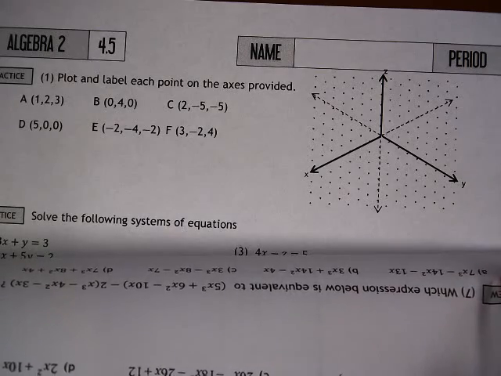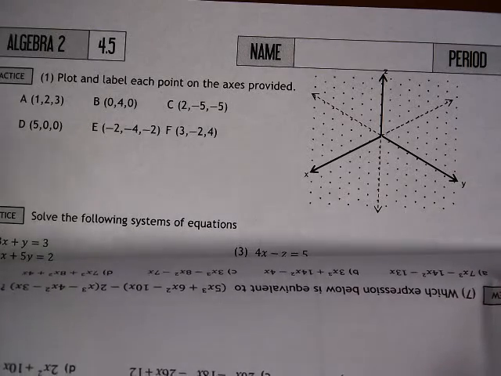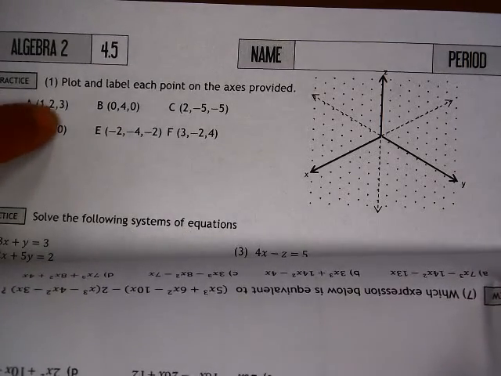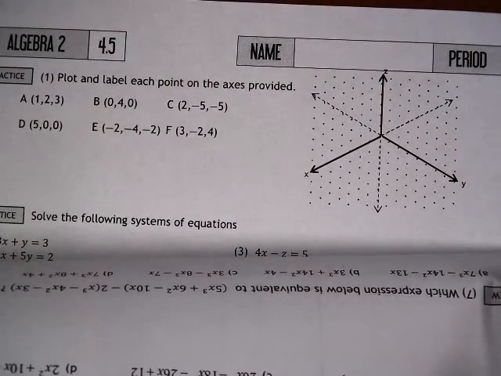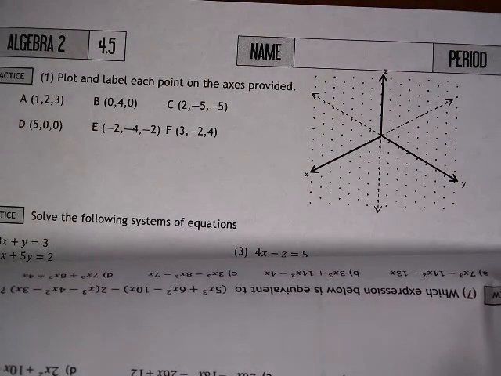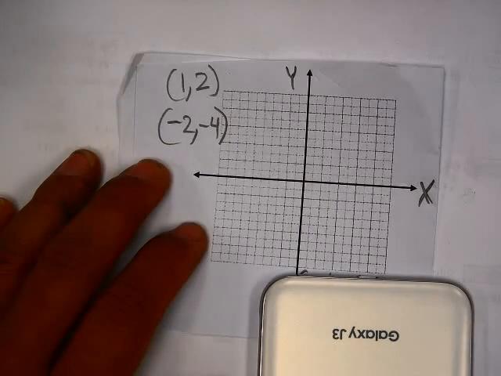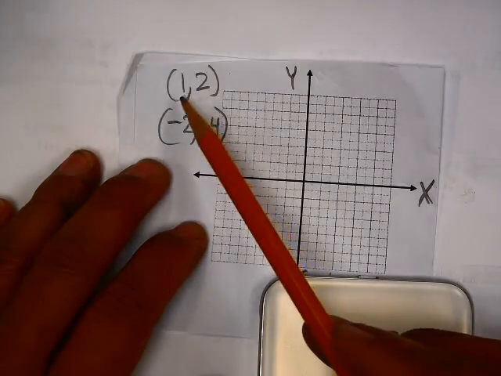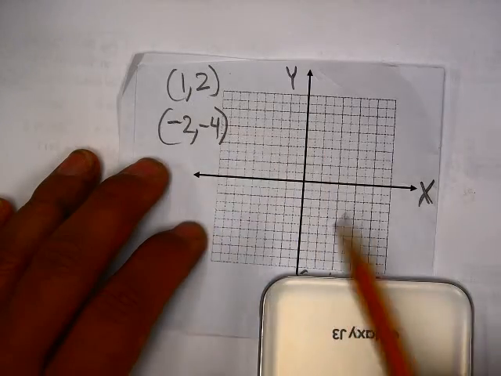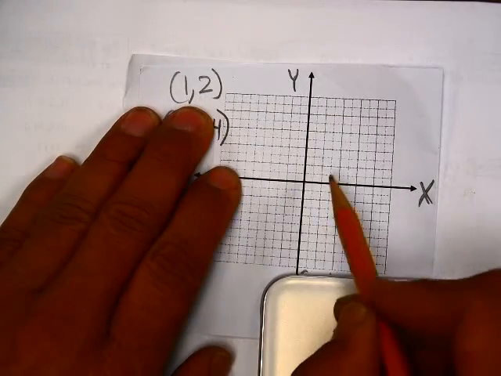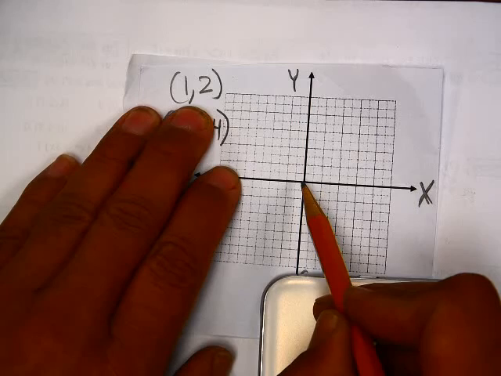All right, worksheet 4.5, graphing three-dimensional. You no longer have points x and y, you have x, y, and z, and we have this funny looking plane like this. But let me make a connection for you to a regular xy plane. So on a regular xy plane, let's say we're graphing points 1, 2, or another example would be -2, -4. So let's look at 1, 2.